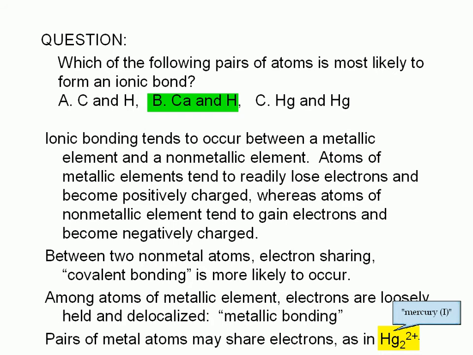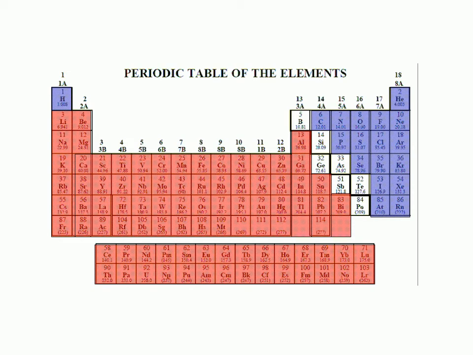Here's a periodic table to remind you where the metals and nonmetals are located. The metallic elements are shown here highlighted in red. The non-metallic elements are highlighted in blue, and the metalloids are not highlighted.